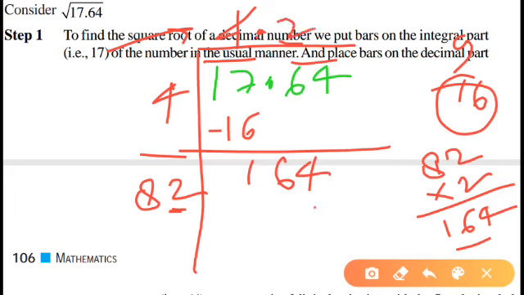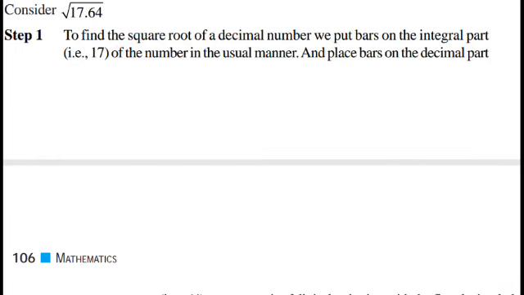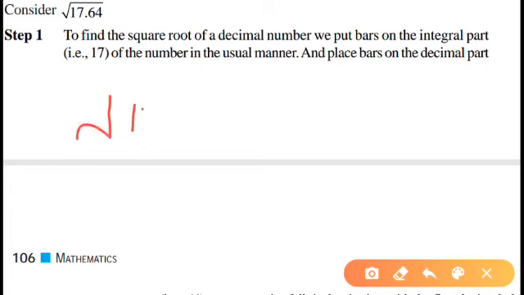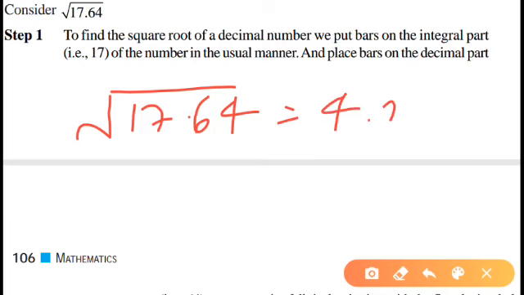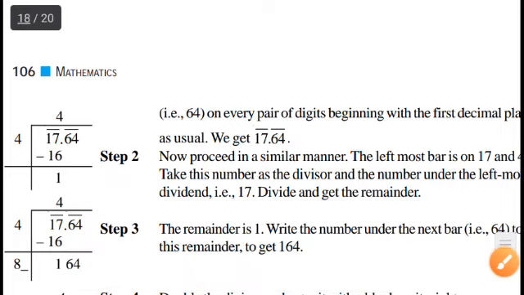So 2 times 2 is 4 and 2 times 8 is 16. On subtracting this we get the answer 0. So 4.2 is the square root of the given number. We can write that the square root of 17.64 is equal to 4.2. This is how we find the square root of any number.